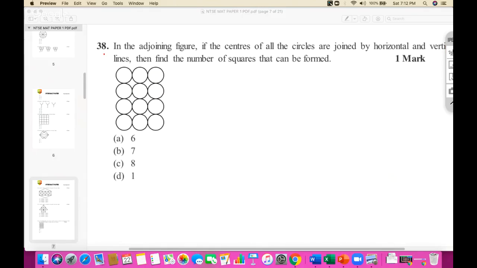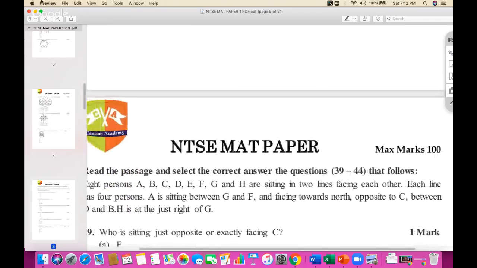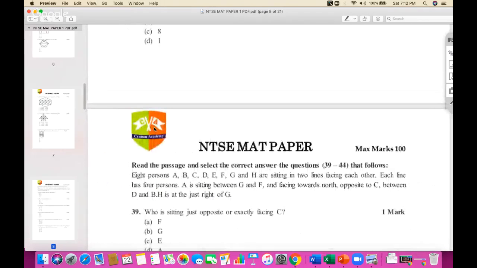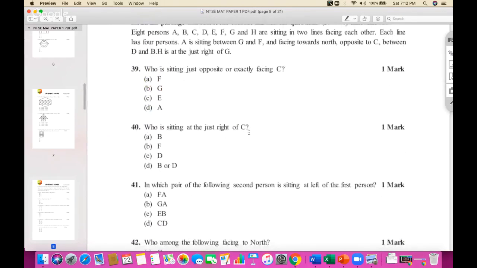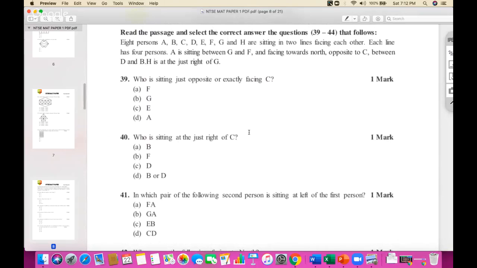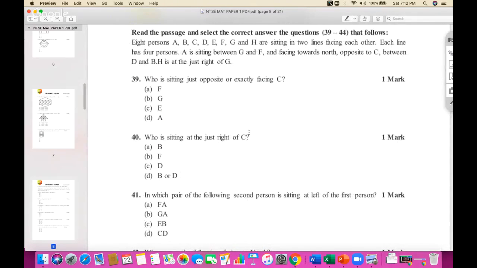Now let me move to the next question. Just read it. Solve till 41, and then I'll show you 42 to 44.